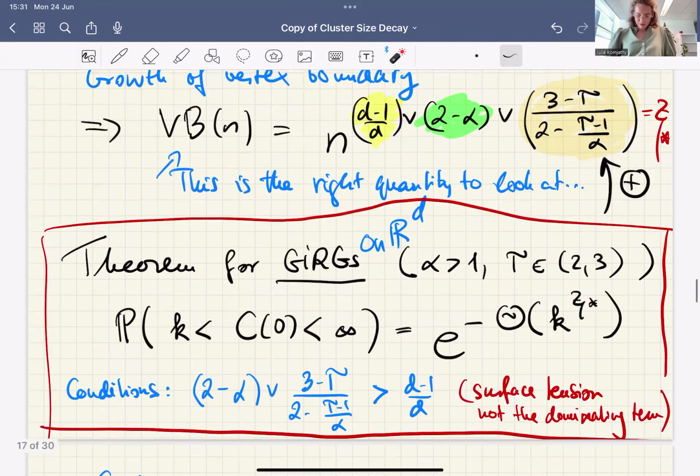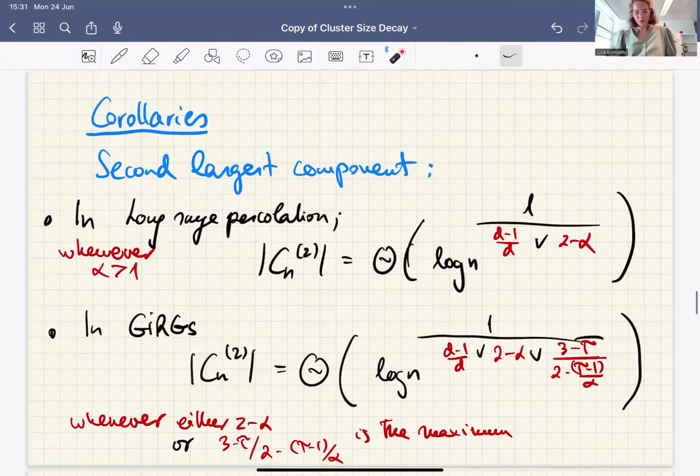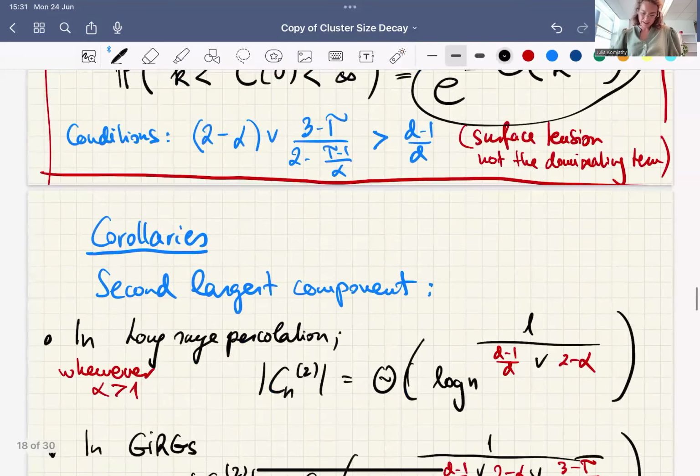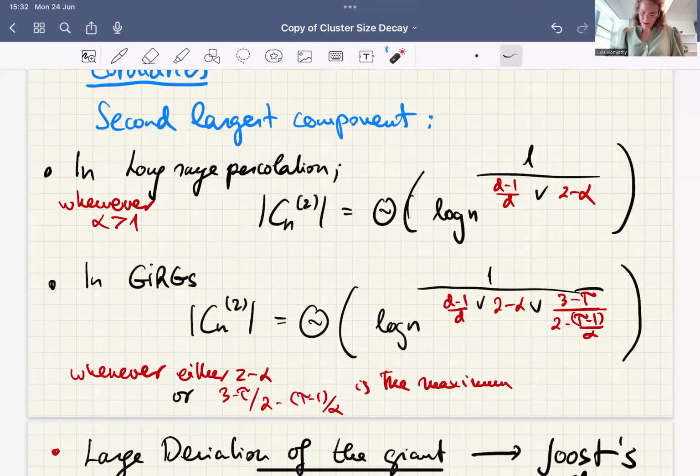Okay, so what are the direct corollaries? I started with cluster size decay and it might have seemed a little bit off, but actually it gives a direct corollary about the second largest component. Why? Because you can take a union bound over all clusters in a box and use this decay to show that the second largest component has order log n to the one over the exponent you got. So the theorem on long range percolation gives that the second largest component is log n to the one over either d minus one over d or 2 minus alpha, whichever is bigger.